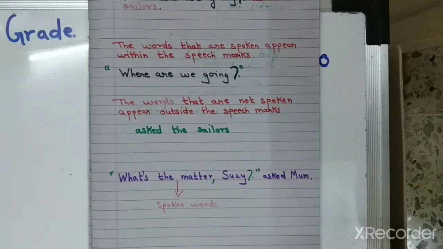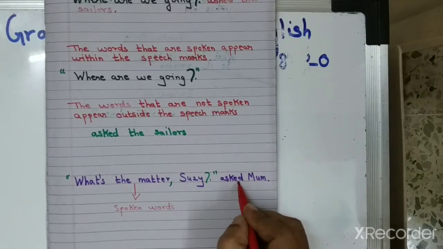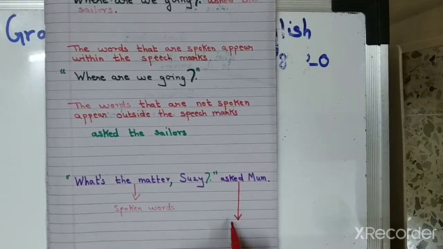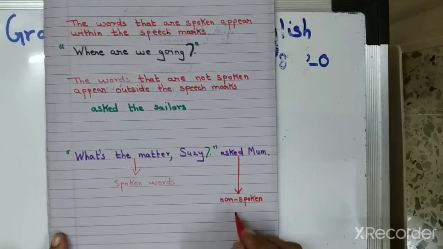Right? Now, children, what about asked mom? Asked mom, what is this? Is this spoken words? Think. This is what? This will be, yes, non-spoken words. Non-spoken, right? So this is spoken words and this is non-spoken words. Clear? Right?